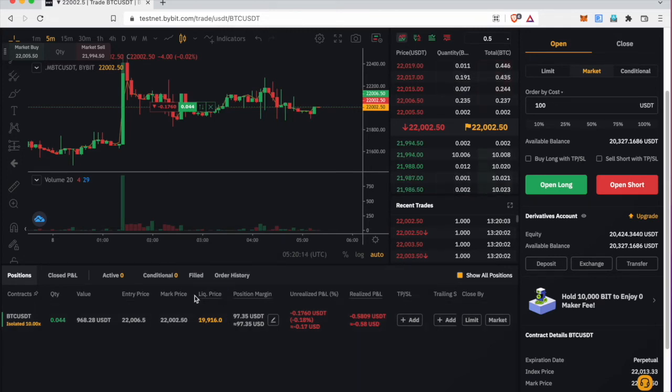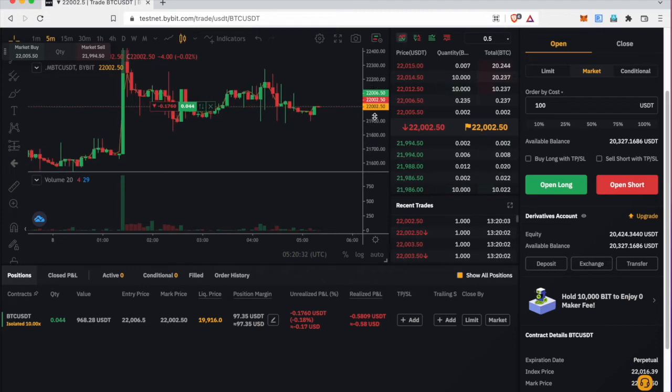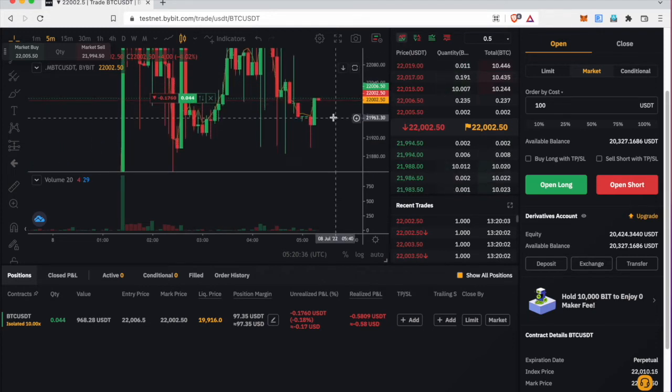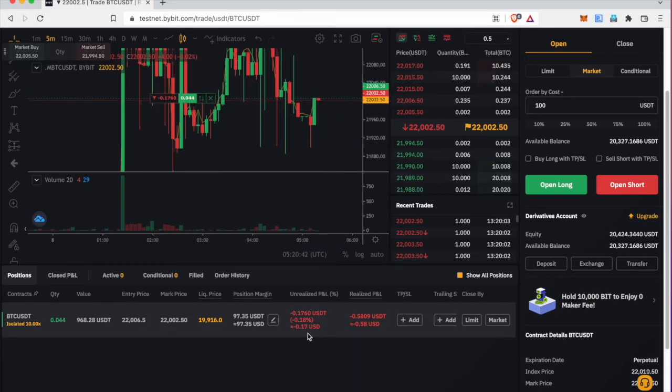Okay, now the market price has moved a bit because it's trading. This is a paper trading platform and doesn't have much trading volume, so the price movement is a bit slower than the real one. If you look at this, the market price is below the entry price, therefore you make a loss here. So I'll continue on to explain.